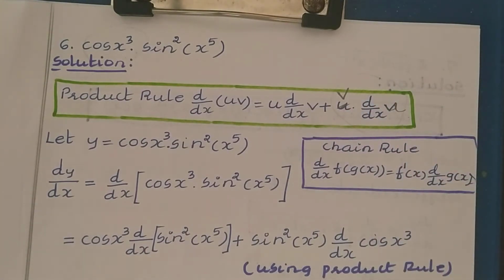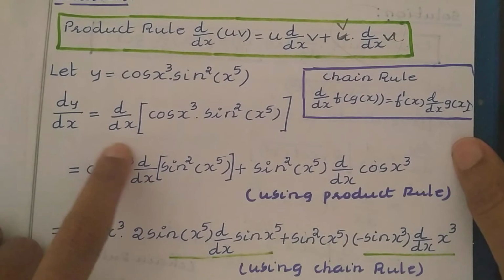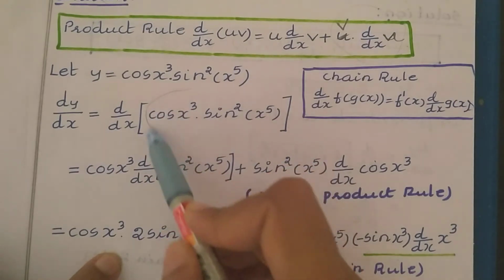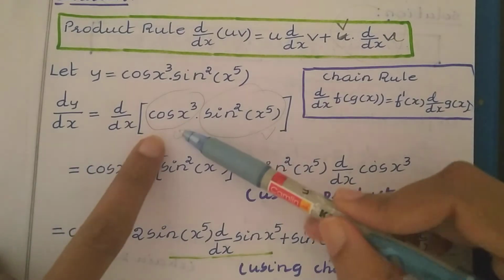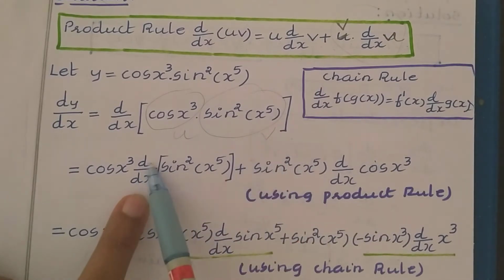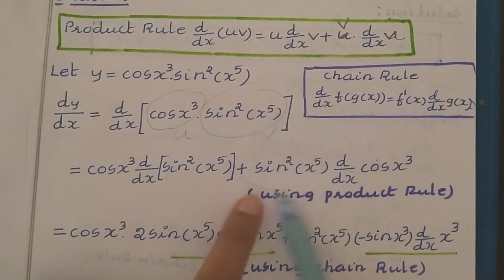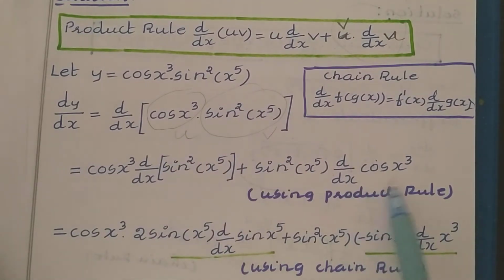To apply that, first let us take the function as y. Y is equal to cos x cube into sine square x to the power 5. Let us apply the derivative. dy by dx is equal to d by dx of cos x cube into sine square x to the power 5. Now you take one function as u, another function as v, and then apply the product rule. So first write the first function as it is, that is cos x cube. Find the derivative of the second function, so d by dx of sine square x to the power 5. Then plus write the second function as it is, then find the derivative of the first function, so d by dx of cos x cube.